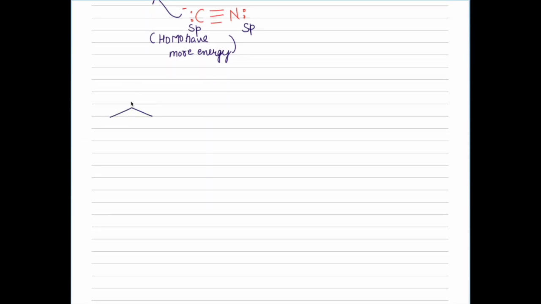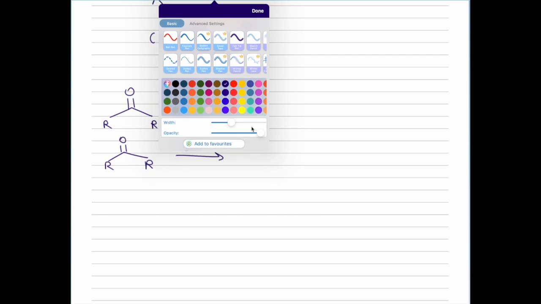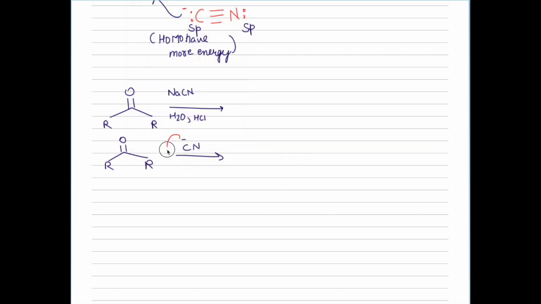Now let's suppose we have a carbonyl group. If we want to add cyanide, we can add it by using NaCN with water as a solvent and HCl, which will be used for the protonation. In the first step, what happens? NaCN releases cyanide ion, and the carbon of this cyanide donates electrons to the pi star of this carbonyl group, which results in the cleavage of the pi bond, and oxygen gets a negative charge. It would look like this.